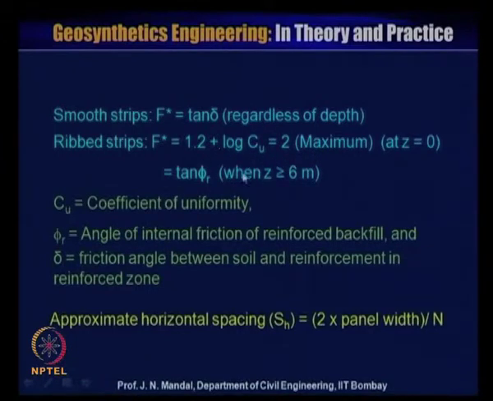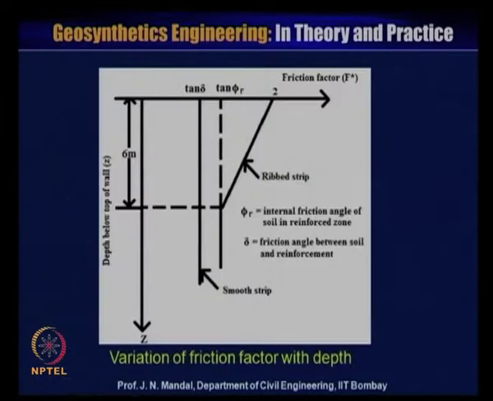Cu is the coefficient of uniformity, and if you know the coefficient of uniformity of that soil, you can directly determine the F star for the rib strip. The maximum value is 2 at a depth of Z equal to 0, and then F star will be equal to tan phi r when Z is greater than or equal to 6 meter. You can see here, this is the 6 meter, and it continues for Z greater than or equal to 6 meter.